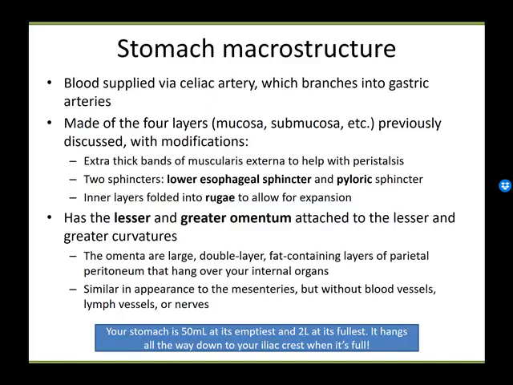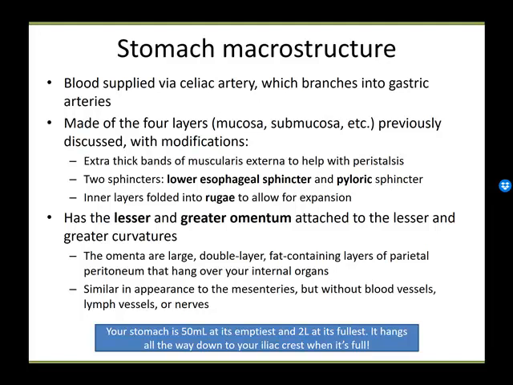Okay, still on the macrostructure, still on the big stuff. Remember way back when we were studying arteries and veins, and we looked at the celiac artery? Well, here it's coming back. What supplies our stomach? It's that celiac artery. And the celiac artery branches into what are called gastric arteries, which supply the rest of the stomach.